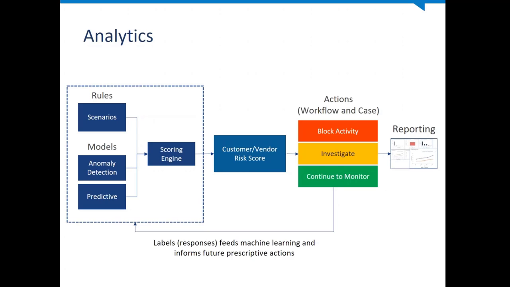So a particular action within the workflow is, will I investigate? Do we just continue to monitor it as good? Do we accept the transaction? Do we block the activity? So on and so forth. And again, what's critical here is that arrow that ends up going right back into this model. So again, it feeds the machine learning.